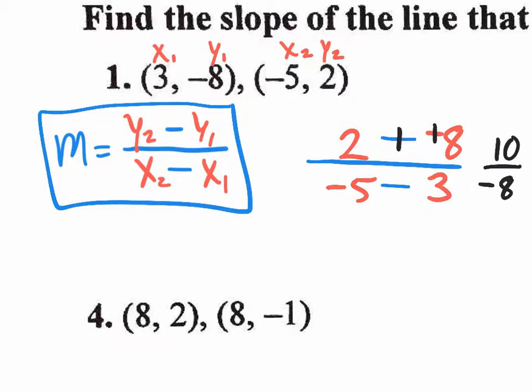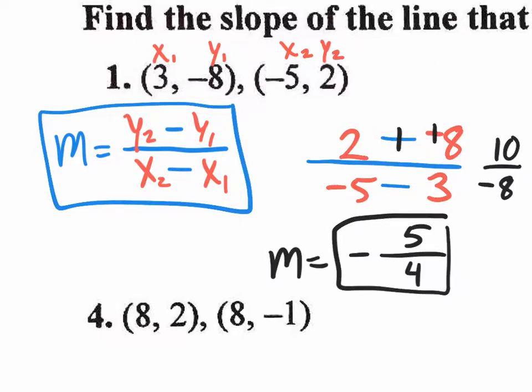You can't divide 10 by -8, but you could reduce it. And let's put that negative either above or right in front of the fraction. Don't leave it in the denominator. 10 divided by 2 is 5. 8 divided by 2 is 4. So we reduced by 2, and it gave us -5/4. So that's your final slope right there for number 1.